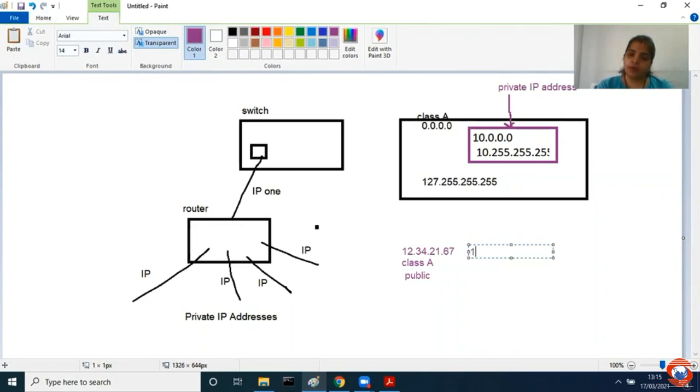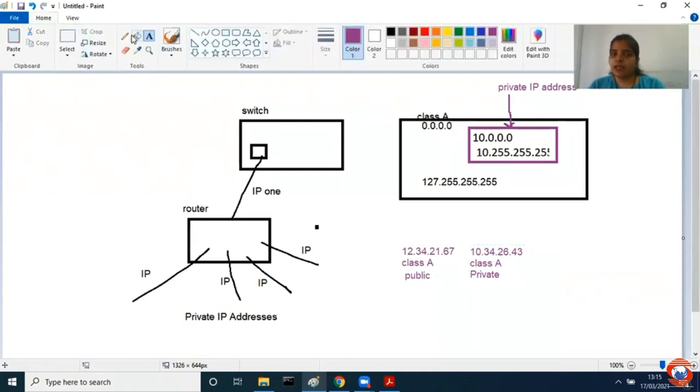Next question. If I ask you, can you please tell me 10.34.26.443, which class does it belong to? Class A. Is it private or public? It's a private IP address.